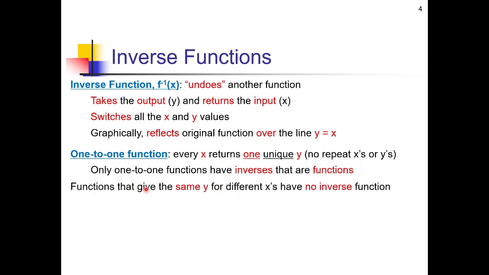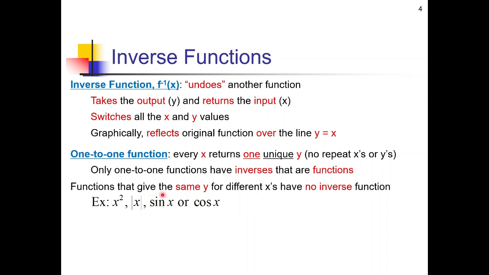So we need a one-to-one function to make this work. Functions that will give you the same y value for different x's, therefore, are not going to have an inverse function, at least not in their original form. Some examples of this that you might remember: if you have x squared, because negatives and positives both become positive when you plug them in there. And along the same lines, the absolute value function has this problem as well.